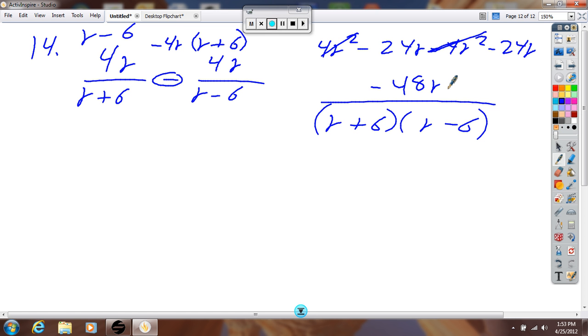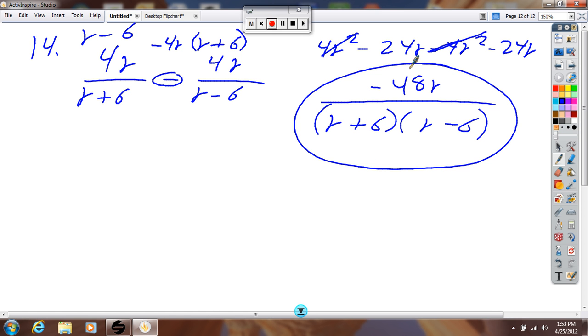How do you know you can't cancel? Binomials on the bottom, no binomials on the top. It does not cancel. We're done. There's our answer. That's the whole problem. Find the common denominator. Cancel these denominators with it, putting what doesn't cancel on top, and multiply to combine like terms.